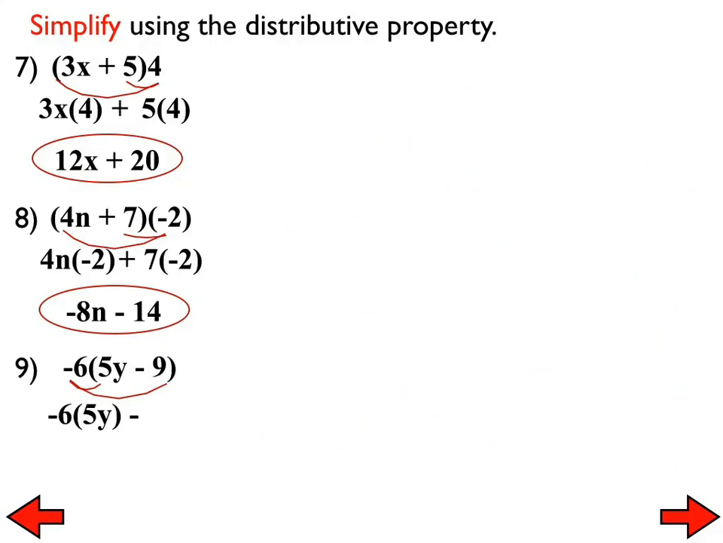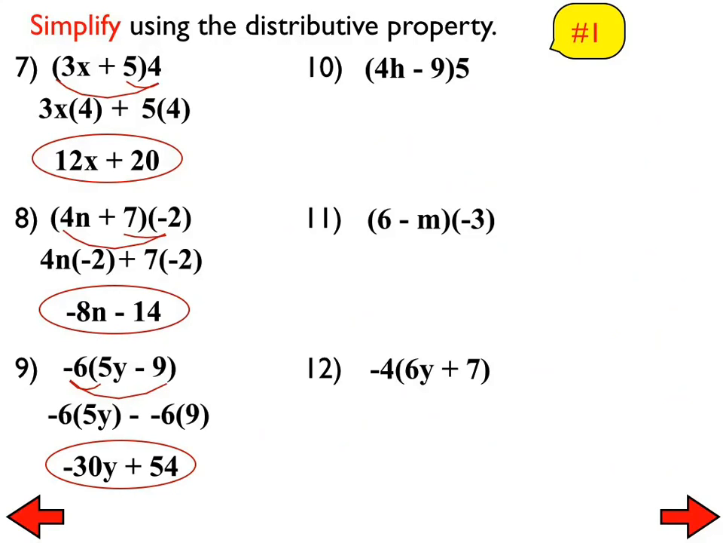All right, and then number 10 should look like this. Number 10 is 5 times the quantity of 4h minus 9. Of course, I would have rewritten it, putting the 5 out front, and that would give us 20h minus 45. All right, let's finish this idea of the distributive property up. Do number 11 and number 12, please, and then we will compare with our shoulder partner.